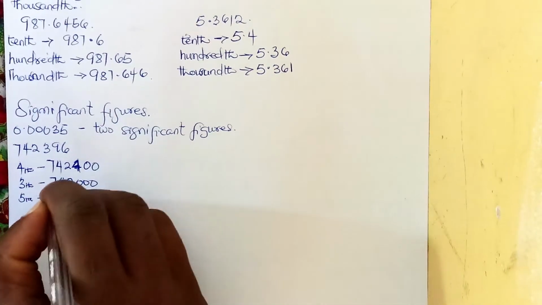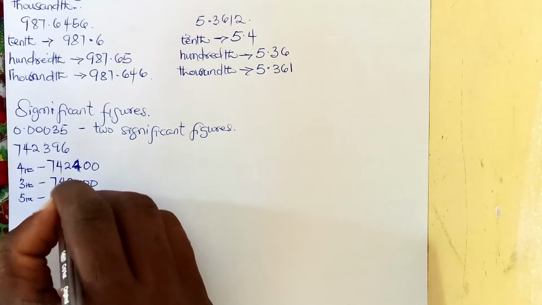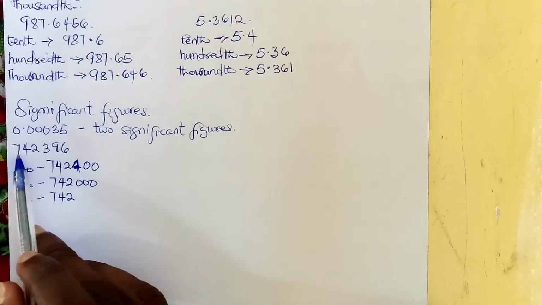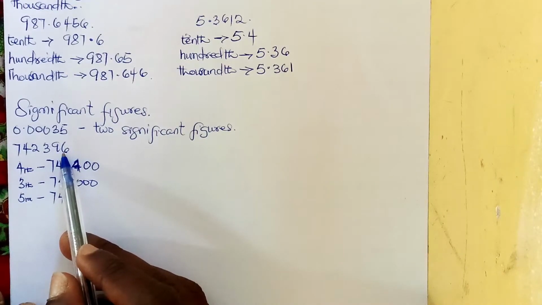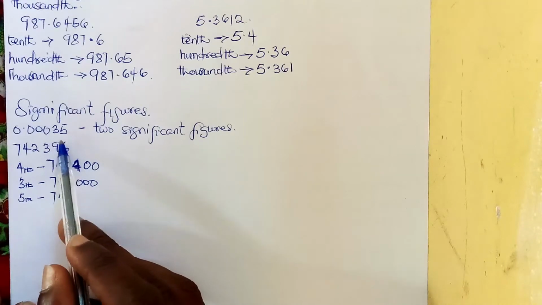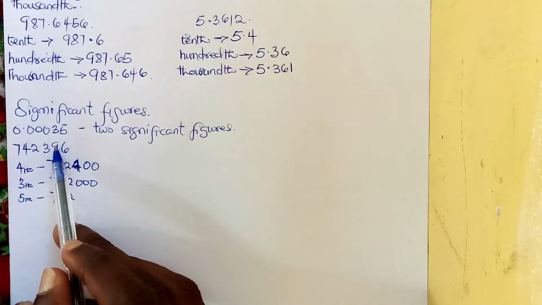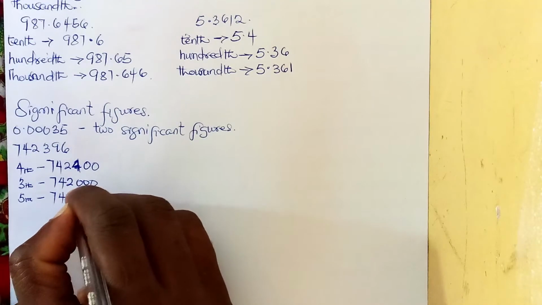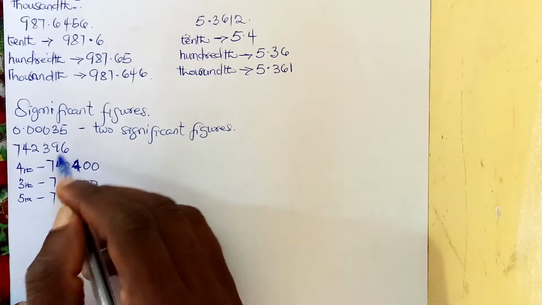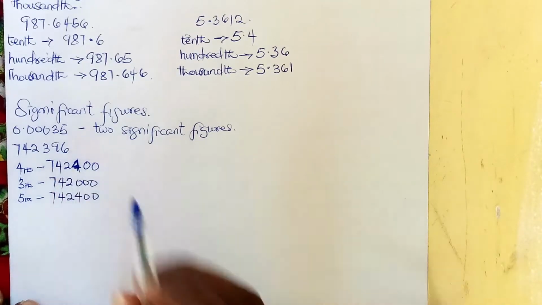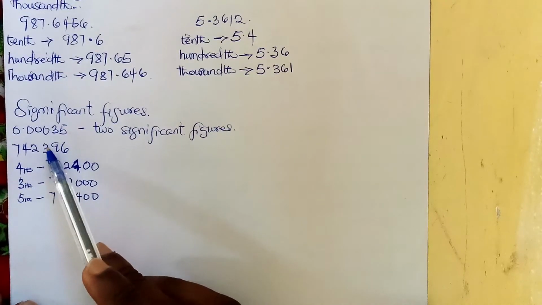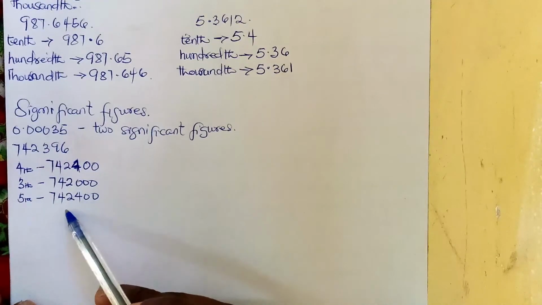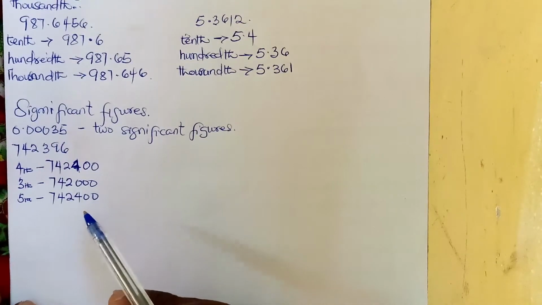To the fifth, we have 742,000. Now we count. First, second, third, fourth, fifth. This is 5 and more. Since it's 6, we convert it into 1, adding it to the fifth significant figure. So we are going to get 400. Since this is 9, when you add the 1 to it, you are going to get 10. You carry on the 1 to the 3, making it 4. That's the fifth significant figure.